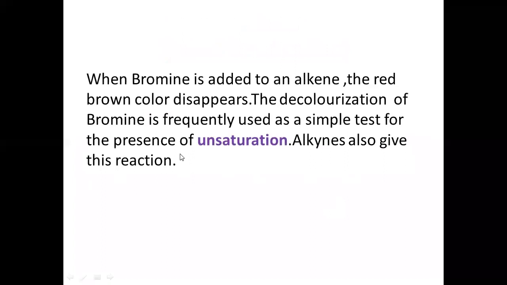In the bromine water test, when bromine is added to an alkene, the reddish brown color disappears. So this decolorization of bromine is frequently used as a simple test for the presence of unsaturation. And as I told you, alkynes also give this reaction because alkynes are also unsaturated hydrocarbons.